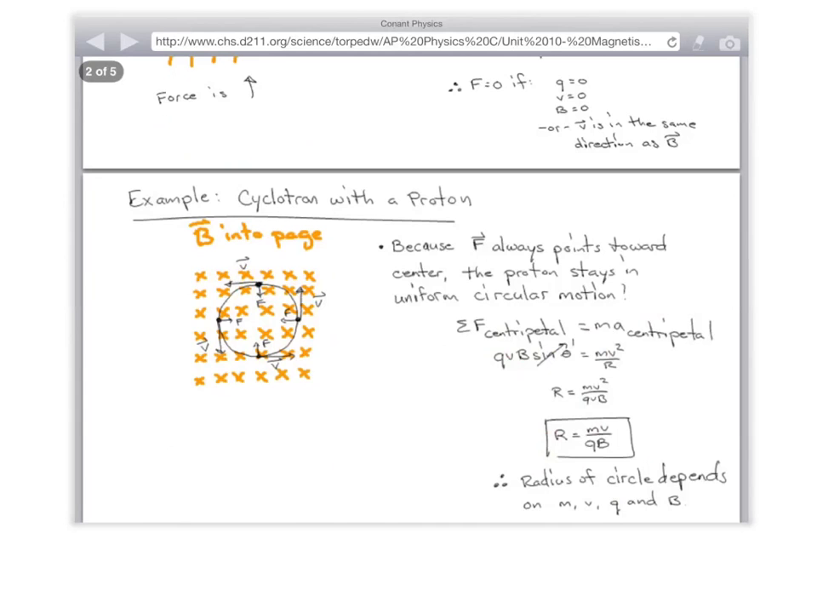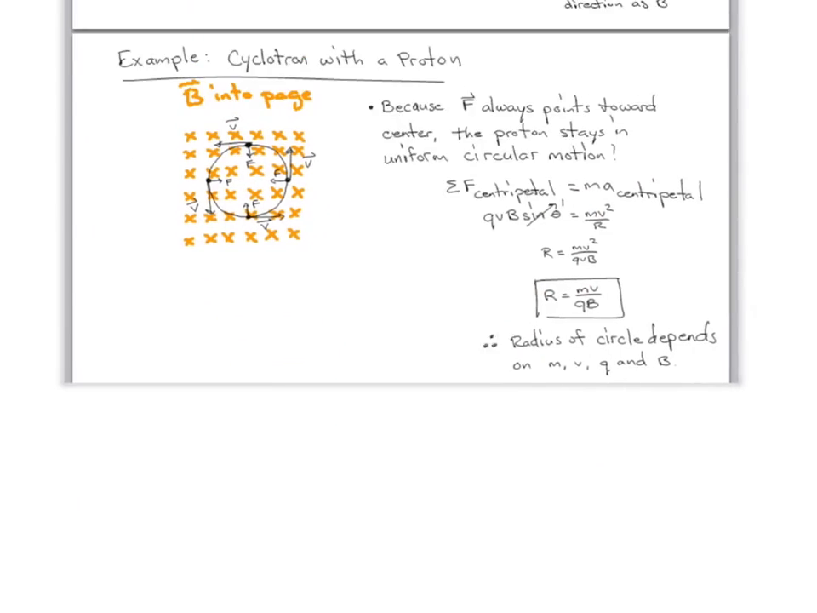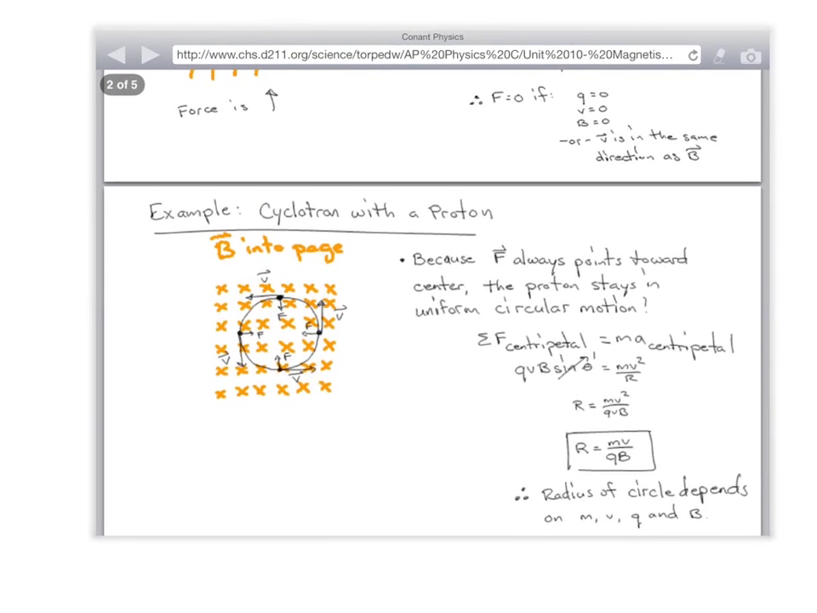So that is a cyclotron, which is a way to accelerate particles. It's also how the mass spectrometer works. All right, next one.